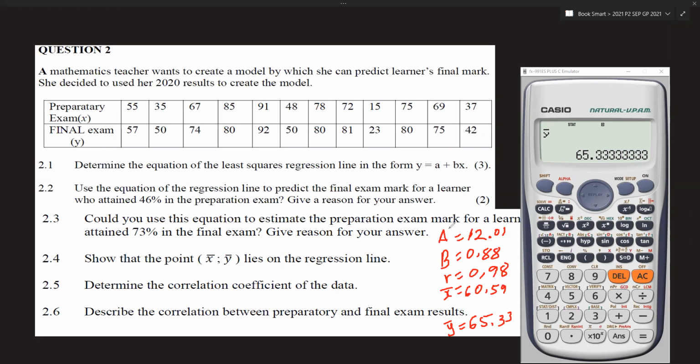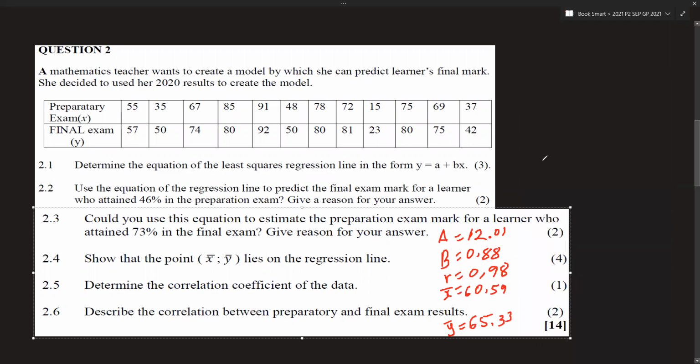Awesome. When you have this, you can answer any question. Okay. Now, let's remove the calculator so that we can have space.